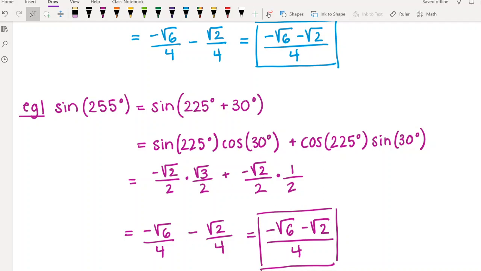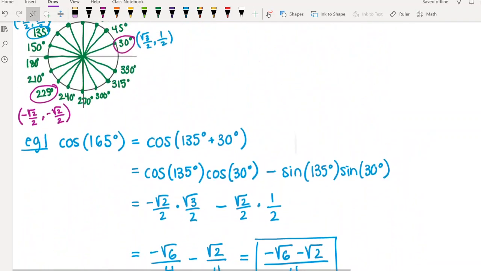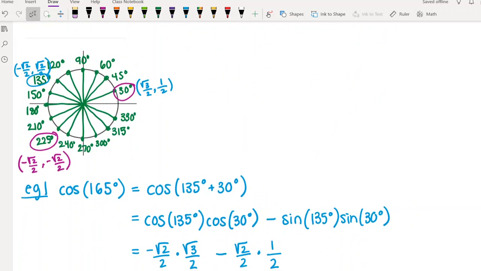So maybe let's try to figure out why that is by looking at the picture. The first angle we were looking at is 165. So where is 165 on the unit circle? It's like here. And we were finding cosine of it, so we were finding the x-coordinate of that angle. And then the other angle we were looking at was 255, and that's over here. And we were looking for the y coordinate of that because we were looking for sine. And just by looking at the symmetry, I think you can buy the fact that the x coordinate of the blue angle is the same as the y coordinate of the purple angle.